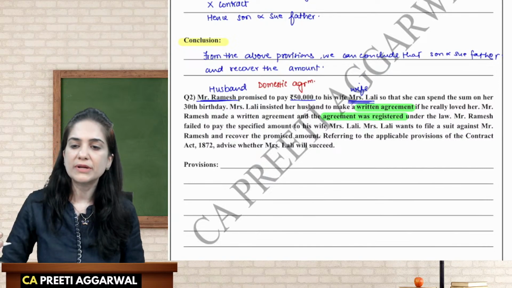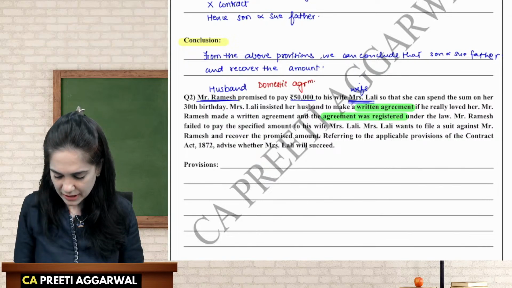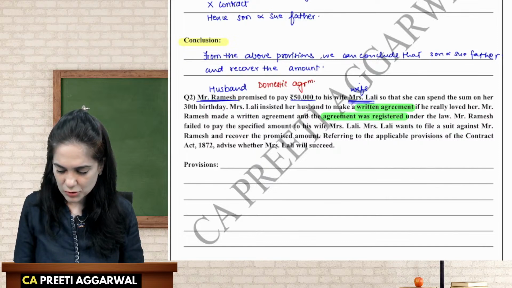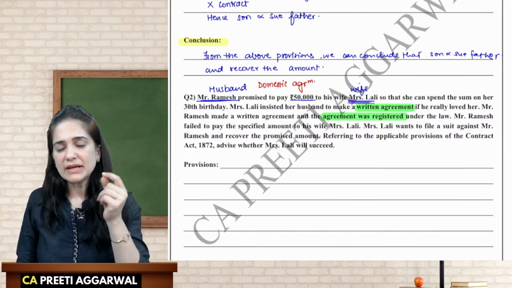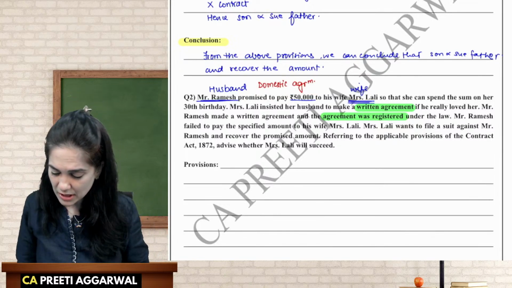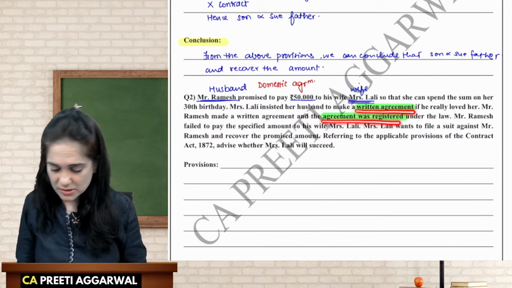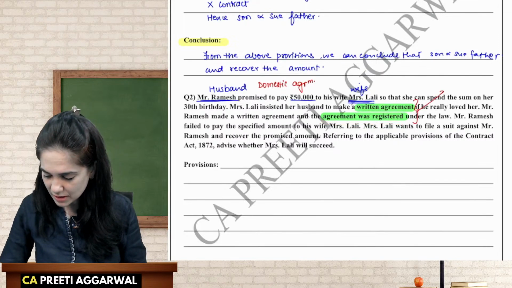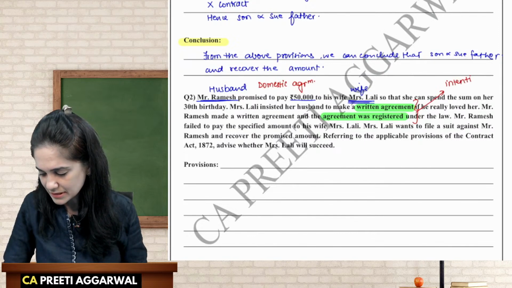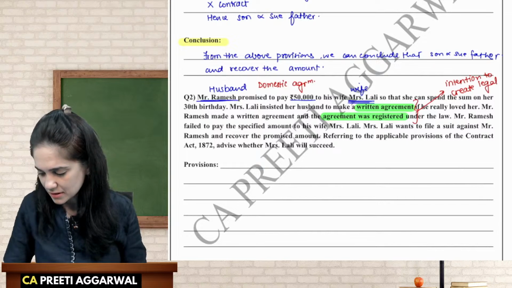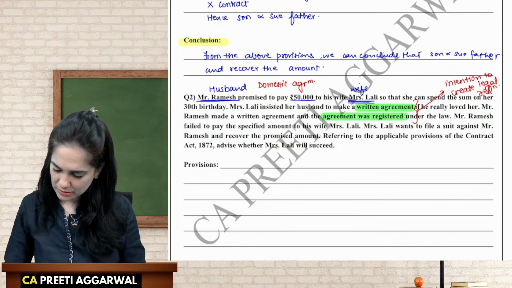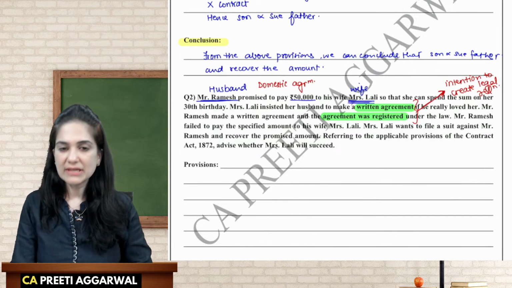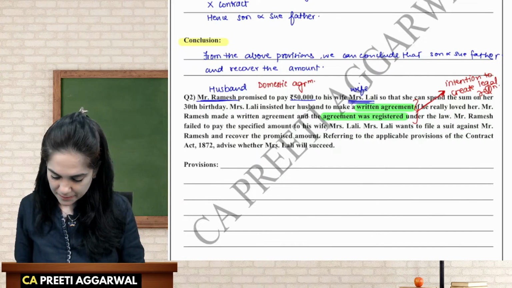Now, as I go on reading the question, I identify that this is a domestic agreement. Okay, this was the first thing that I identified. But I also identified that in spite of this being a domestic agreement, it is in writing and it is registered also. It means they are showing intention to create legal relation. Okay. Hi Nitin, good evening. Good evening, Nitin. So here there is intention to create legal relation.